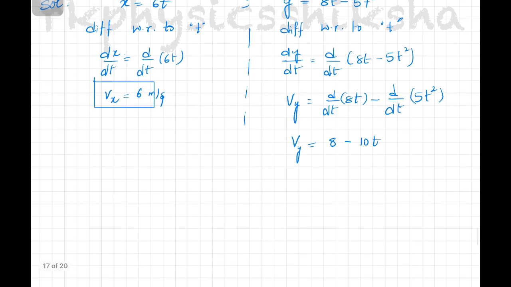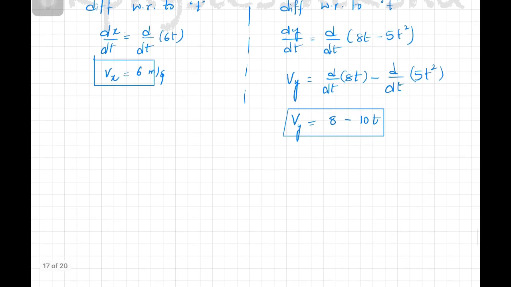So the vy value is not constant. Vy is not constant, it is varying with time. We know that very clearly: the horizontal component of velocity always remains constant, while the vertical component of velocity continuously changes with respect to time.